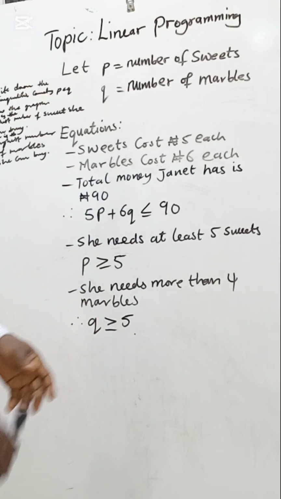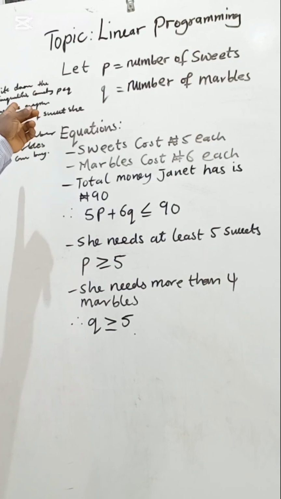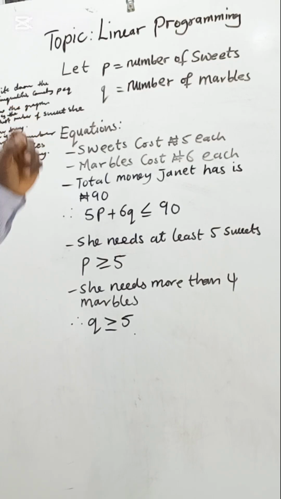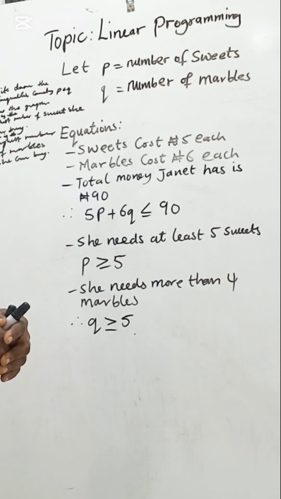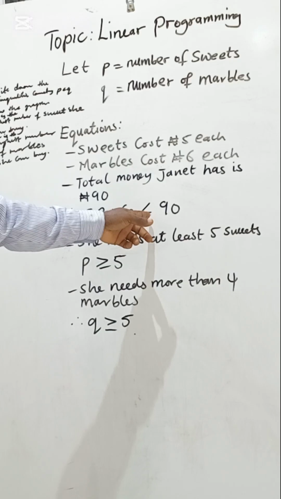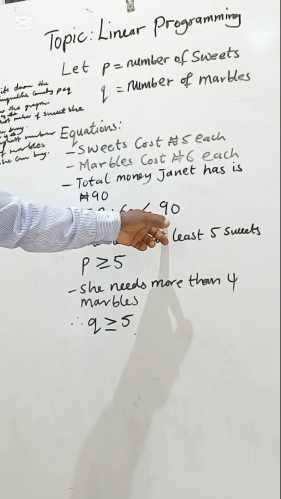The question says we should write down the 3 inequalities connecting p and q. These are the 3 inequality equations. Then it also says we should draw the graph. Then it asks what is the highest number of sweets she can buy. We should look for the highest number of sweets that Janet can buy. We should also look for the highest number of marbles that Janet can buy. So the first thing we need to do is create a table of values for the equation 5p plus 6q less than or equal to 90.